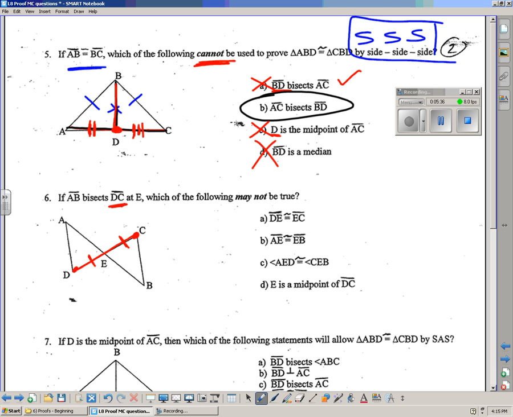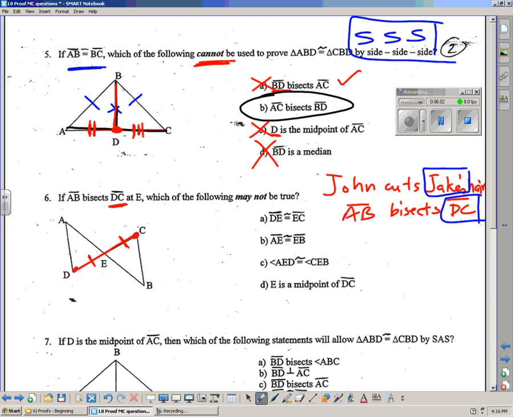Again, I use this analogy. Say John cuts Jake's hair. Okay. AB bisects DC. Jake's hair is getting cut. DC is getting cut. That's why you have DE congruent to EC. That's true. We do not know that DC bisects AB. We don't know that, for example, we don't know that Jake cut John's hair, so we don't know that AE is congruent to EB. That's the answer.